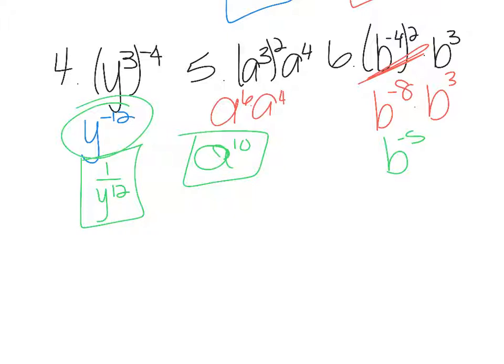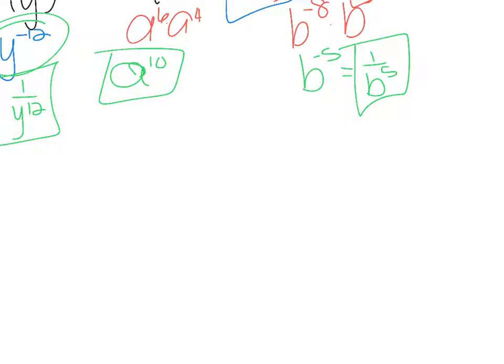And then just like always, to put it in simplest form, we cannot have any negative exponents, so we would need to move that power down to the denominator to get 1 over b to the 5th.